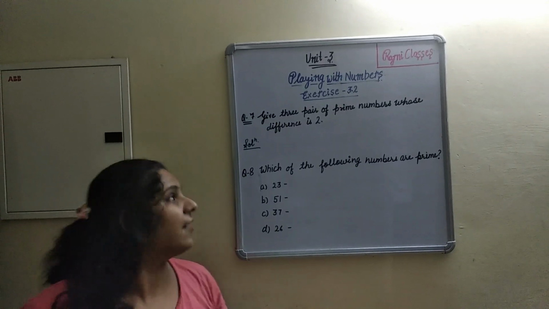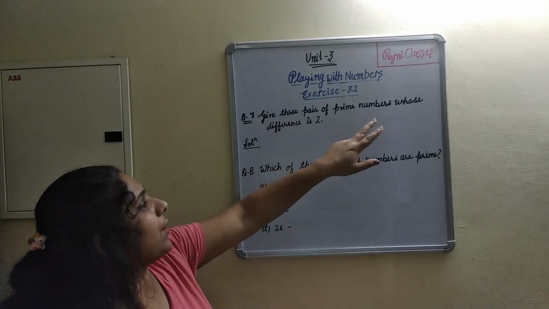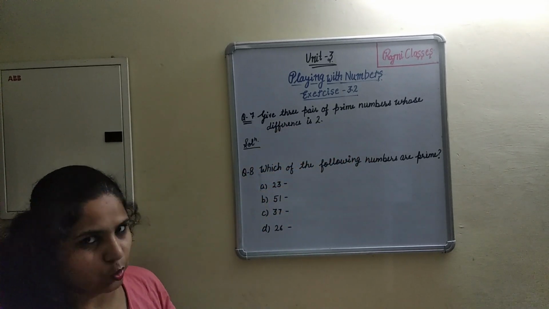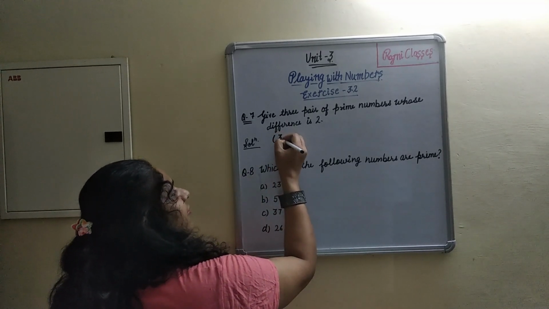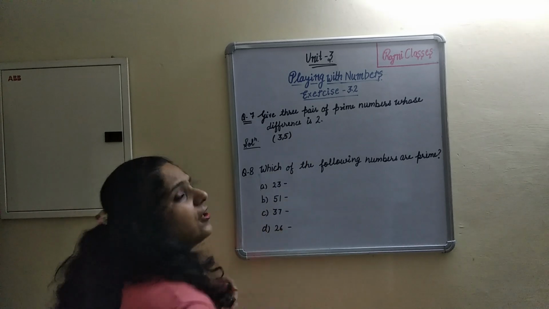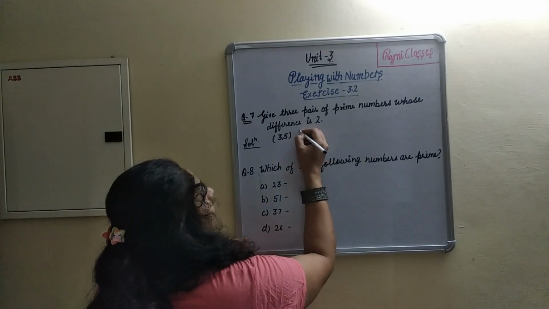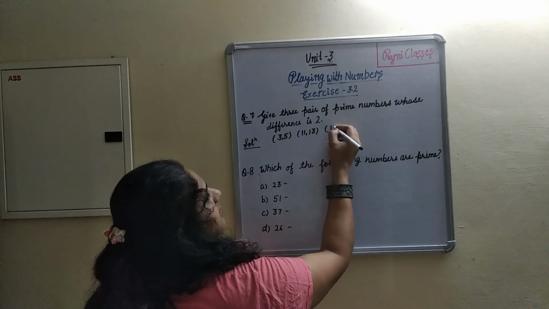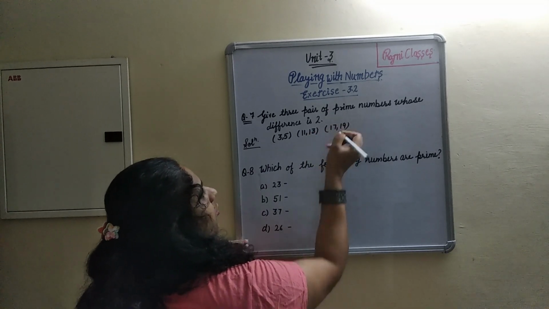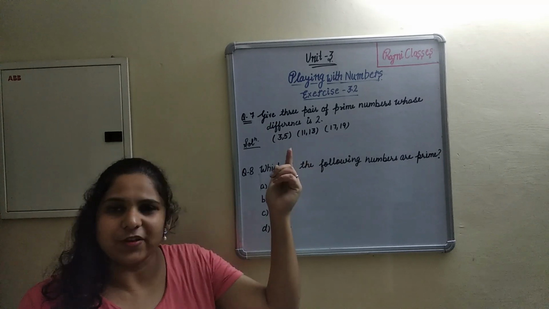Yes, question number 7. Give 3 pairs of prime numbers whose difference is 2. So we have to take pairs having difference 2. 3, 5, 11, 13, 17, 19. All these pairs have difference 2.